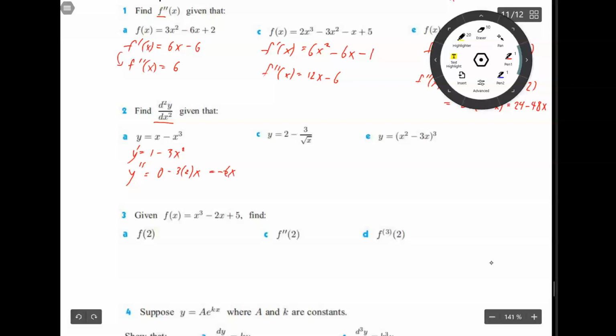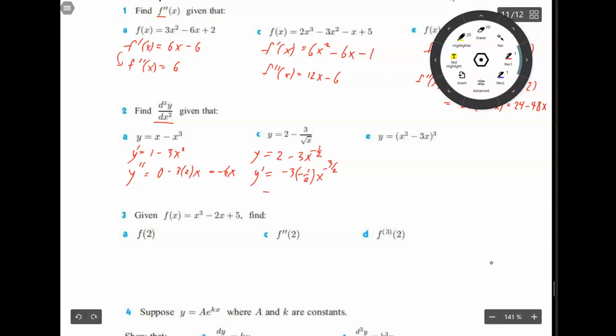Okay. Next one. So first we're going to rewrite the y as 2 minus 3 times x to the negative 1/2, right? Because it's x to the 1/2 because it's a square root, and since it's in the denominator, it's negative 1/2. Then I'm going to take the first derivative. The first derivative of 2 is 0. The first derivative of negative 3x to the negative 1/2 is negative 3 times the exponent times x to the 1 less than the exponent, which would be negative 3/2.